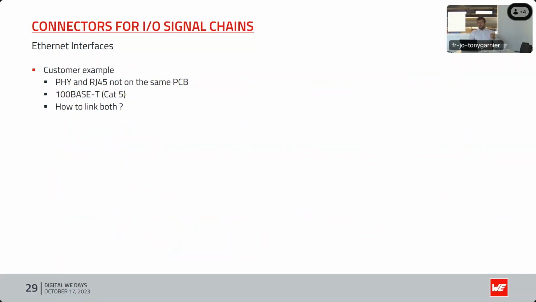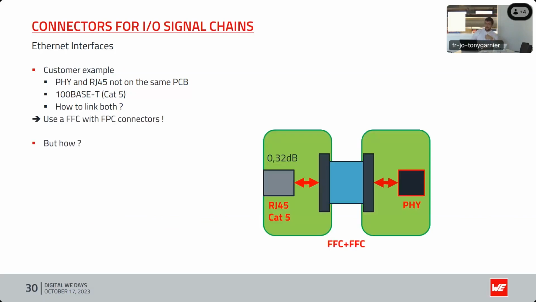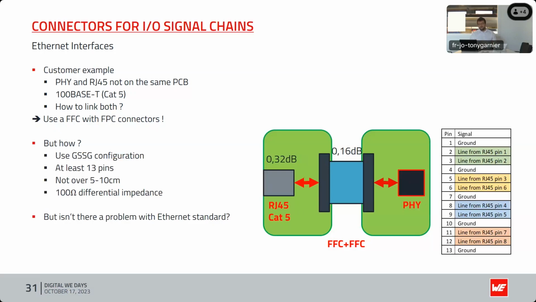And I will take an example that we had with a customer recently. He had the receiver chip and the RJ45 not on the same PCB. He wanted to have 100 megabit per second, so category 5, and he didn't know how to link both. So he wanted to use a type of board-to-board connector, which is the FFC and FPC. But how can he use this? It could have been a mezzanine board connector, but here it was a flat cable.